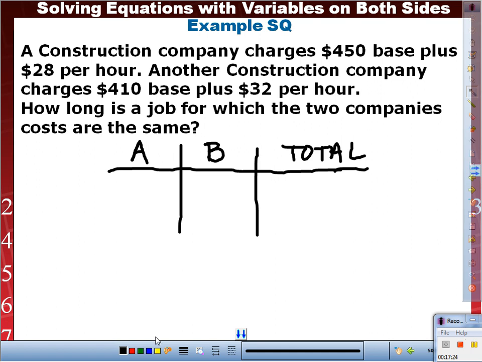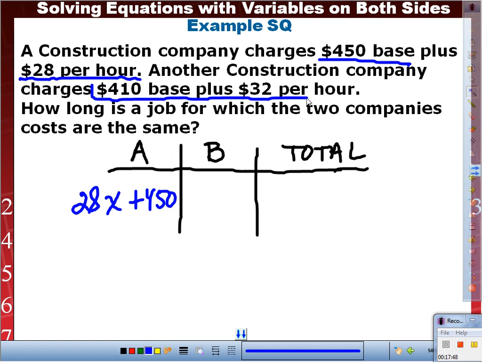All right. So let's write for the first company. How much do they charge from the very beginning? So we're going to put plus $4.50. How much do they charge per hour? And do we know how many hours? No. So we will write what? 28x. That is correct. I want you to write me the expression for the second company. And here's the information.